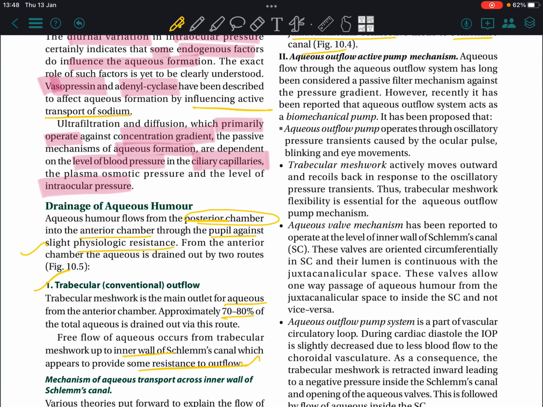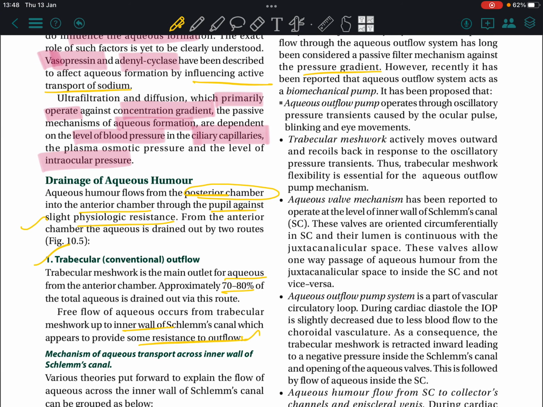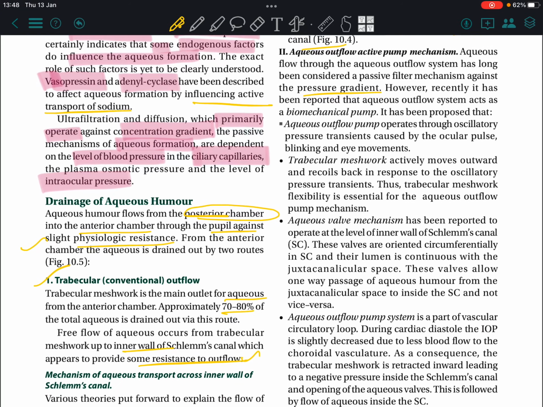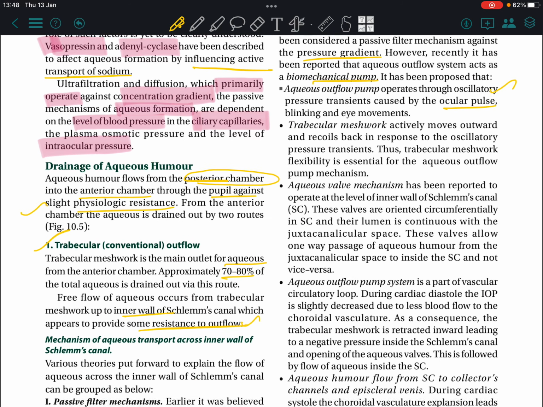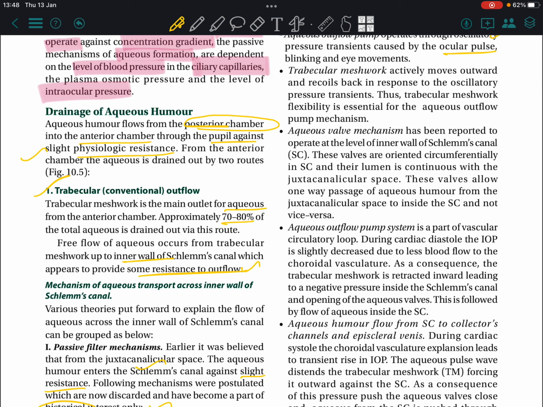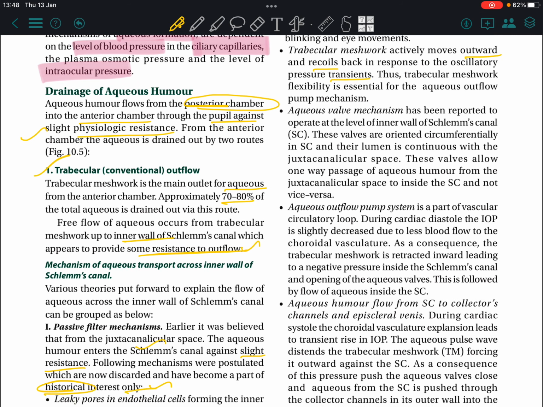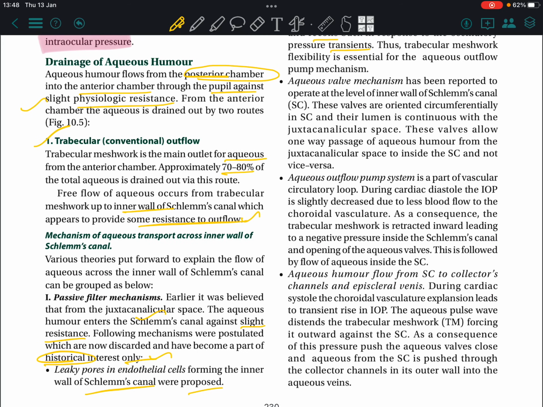Aqueous outflow active pump mechanism. Aqueous flow through the aqueous outflow system has long been considered a passive filter mechanism against a pressure gradient. However, recently it has been reported that the aqueous outflow system acts as a biomechanical pump. It has been proposed that the aqueous outflow pump operates through oscillatory pressure transients caused by ocular pulse, blinking and eye movements. The trabecular meshwork actively moves outward and recoils back in response to oscillatory pressure transients. Thus, trabecular meshwork flexibility is essential for the aqueous outflow pump mechanism.